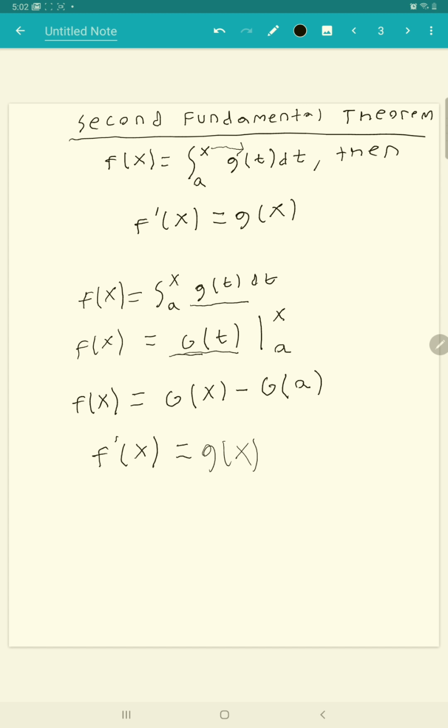Well, that's just going to be a number. So the derivative of a number is just 0. So it's just plus 0. So that is why we know this to be true. And this is very important.